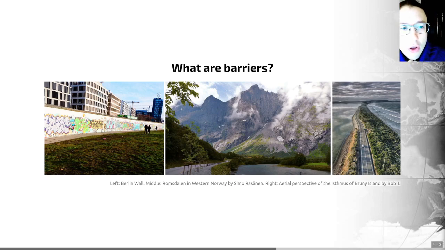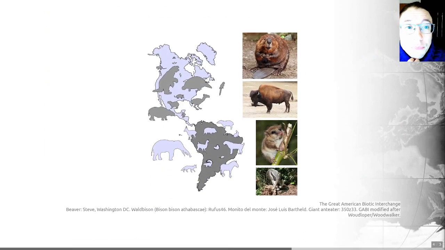So let's have a look at what happens when barriers and corridors arise. To preface this, bear in mind that this, like many things that we deal with, is a very human concept of trying to divide things into different categories and understand the world, and that what is a barrier for one organism may also be a corridor for another.